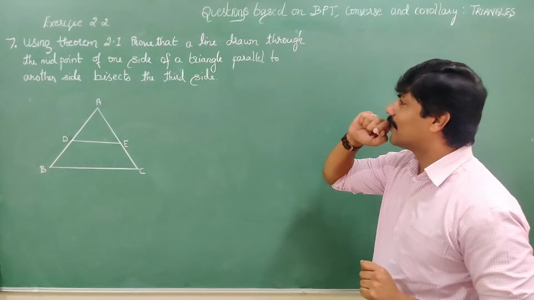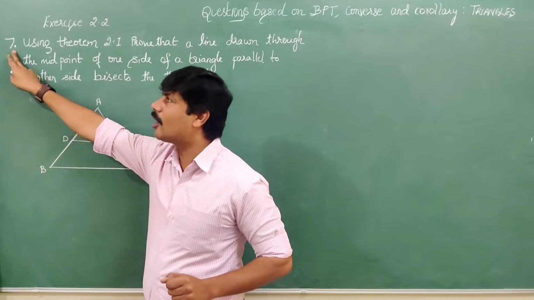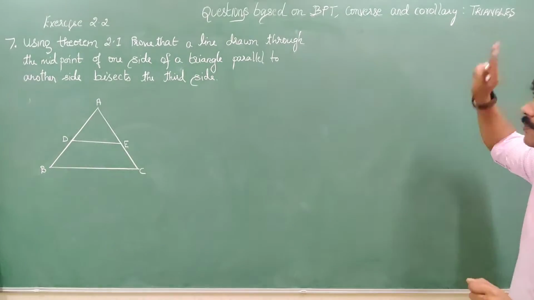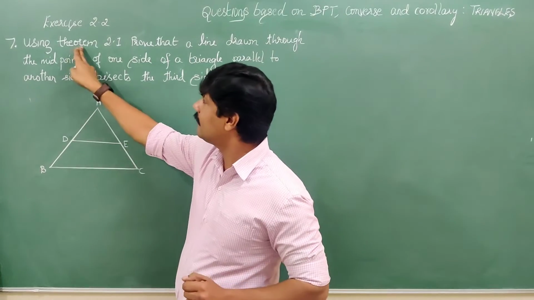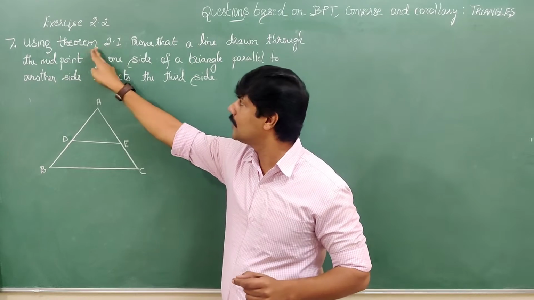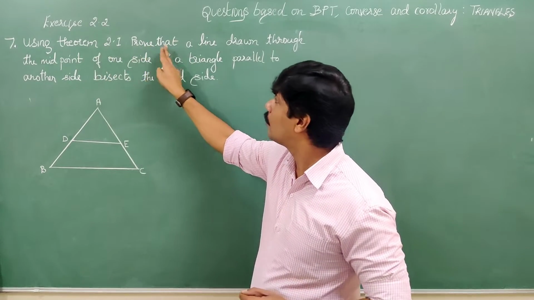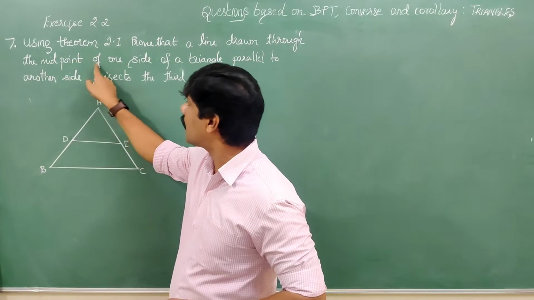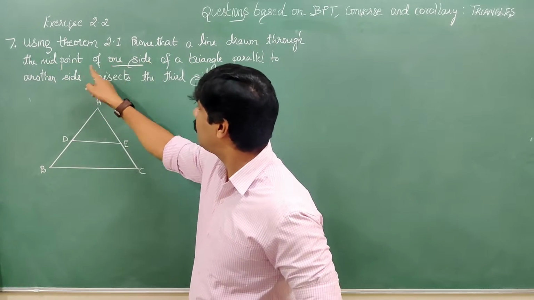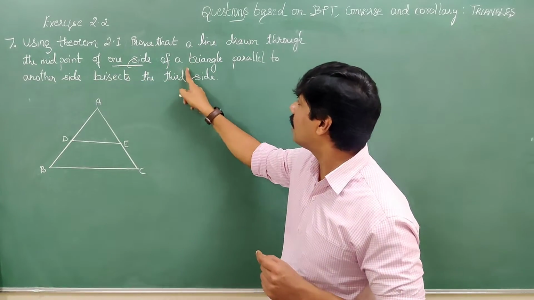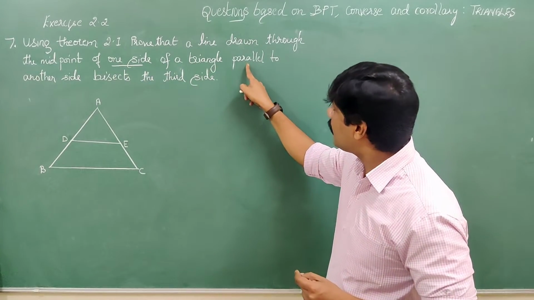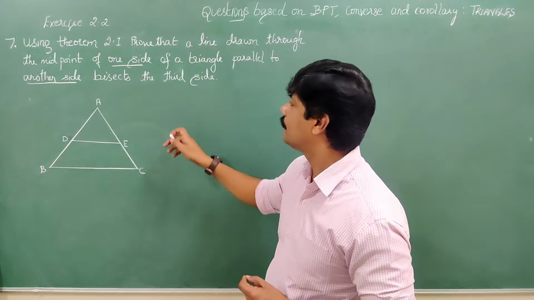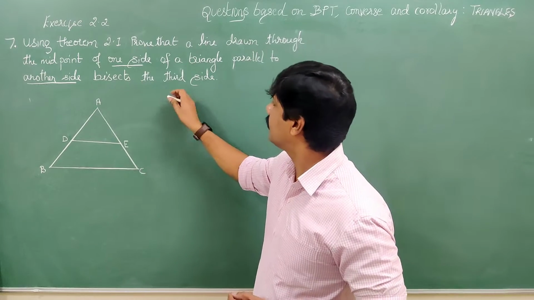Okay? Now we'll deal with the seventh problem of exercise 2.2 from the triangles chapter, which says: using theorem 2.1, prove that a line drawn through the midpoint of one side of a triangle parallel to another side bisects the third side.